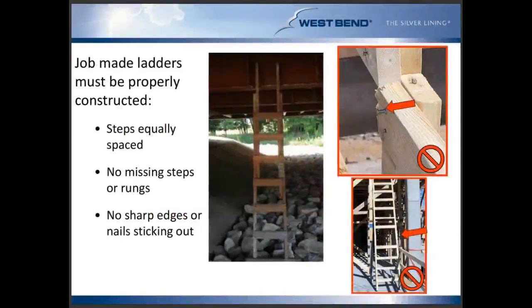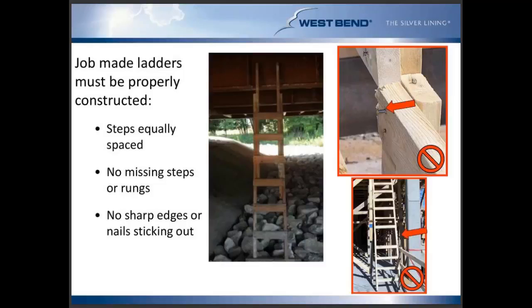Job-made ladders are, again, something you may see on a construction site in particular. Just like our ladder requirements, the steps or rungs need to be spaced equally. We need to make sure that there's no missing steps or rungs. That picture in the bottom right-hand corner shows that. And then no sharp edges or nails sticking out. The picture on the top right corner will show you that if you look at the red arrow, there is a nail sticking out. And as we climb up and down, the last thing we want is that protruding nail to get caught on somebody's pants or shirt or vest and throw them off balance.